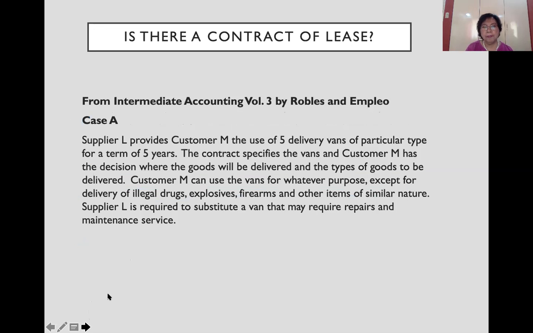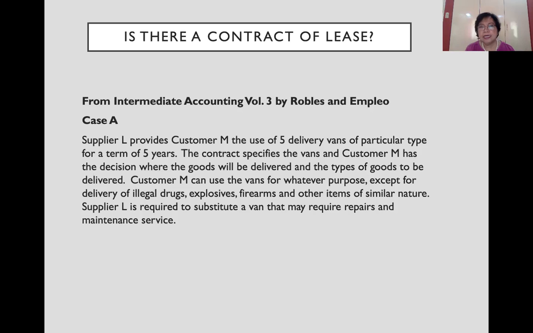Okay, so based on these two elements, let us determine now whether the following contracts contain or are leases. So the examples presented here are taken from the Intermediate Accounting, Volume 3 by Robles and yours truly.